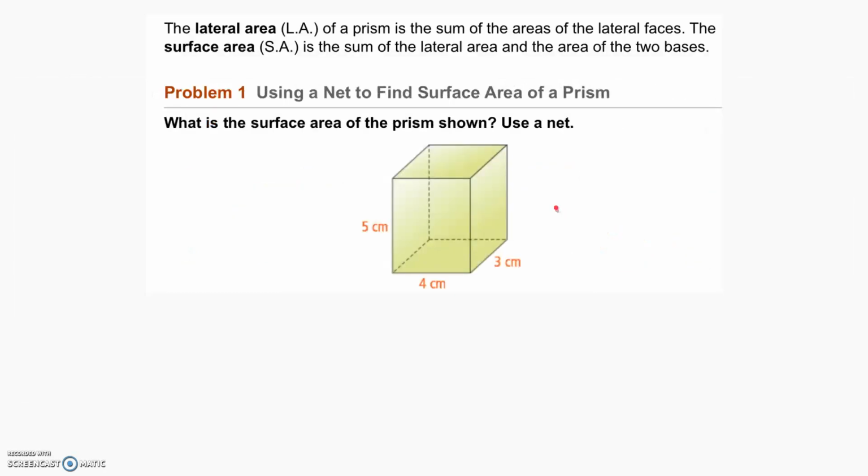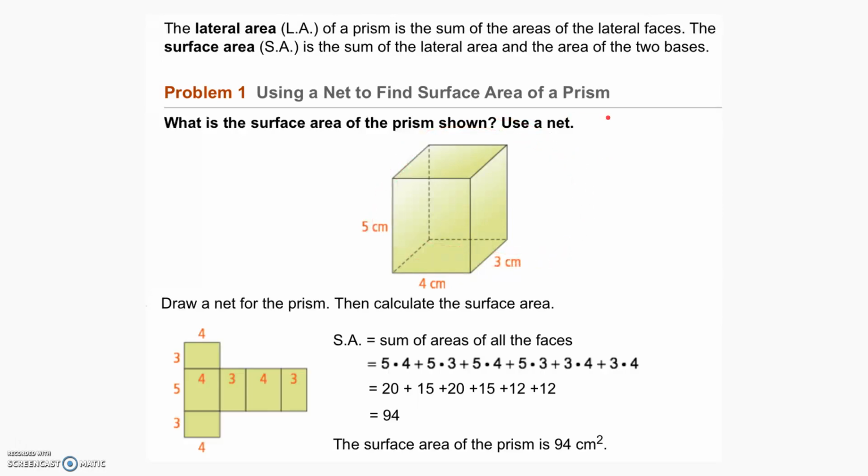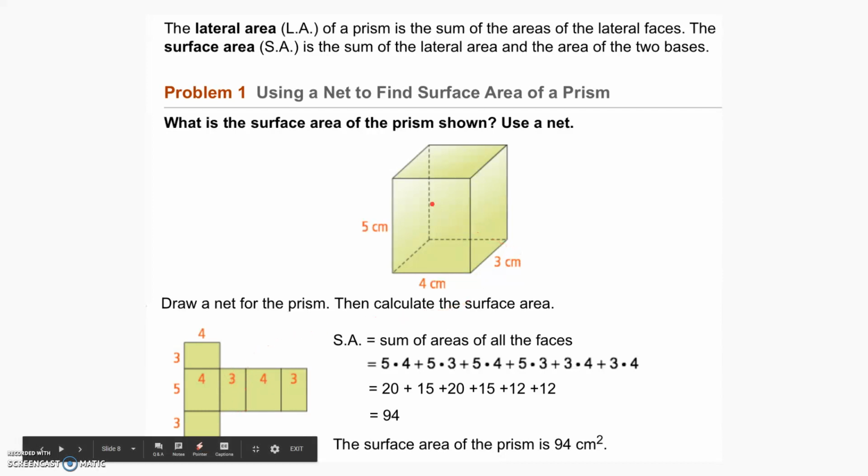Okay, so the first thing we're going to look at is using a net to find the surface area of a prism. We haven't talked about nets a whole lot, but I want you to imagine that we take this whole box and we just unfold it. Hopefully everyone can imagine that we've taken this whole box and broken it up into each of the different faces. So we're going to calculate the surface area now of this box.